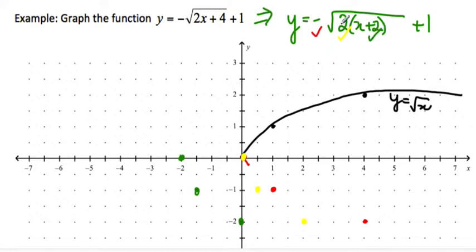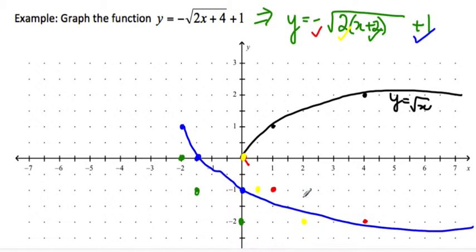Okay, so we've done that one. Now we're going to do the plus 1. This means that everything moves up 1 unit. 1 unit is 2 ticks, so each green dot is going to go up 2 ticks. So 1 here, and 1 there. I have now completed all of them, so I'm going to draw a relatively smooth curve and state my equation. y equals negative square root 2x plus 4 plus 1. Now I could also write it using this equation, but I just used the original one. Okay? So there's our transformations.